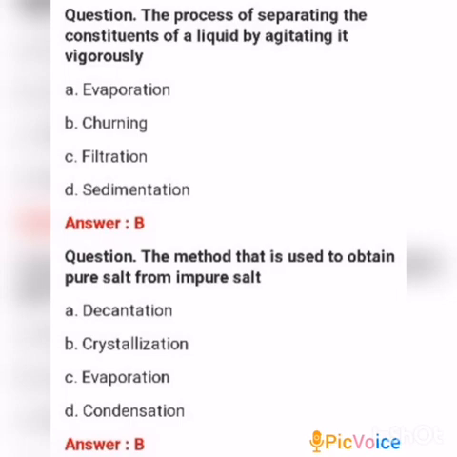The next question. The method that is used to obtain pure salt from impure salt is dash. Options: decantation, crystallization, evaporation, condensation. The answer is crystallization. Crystallization method is used to get the pure crystals of salt. Yes, the answer is B.